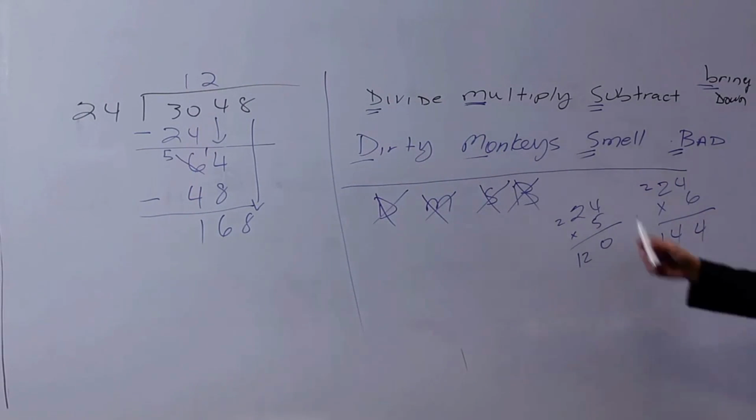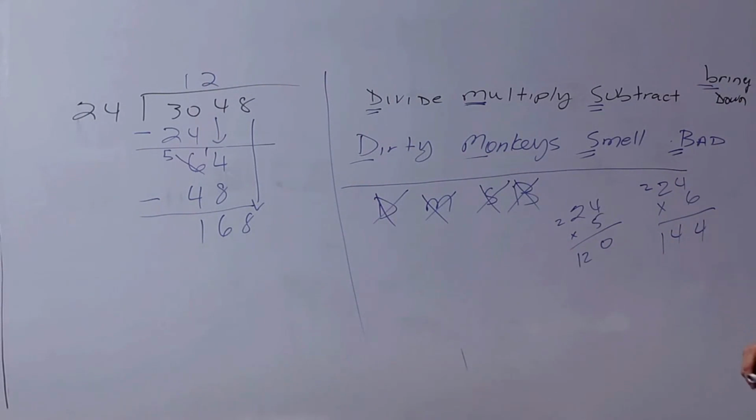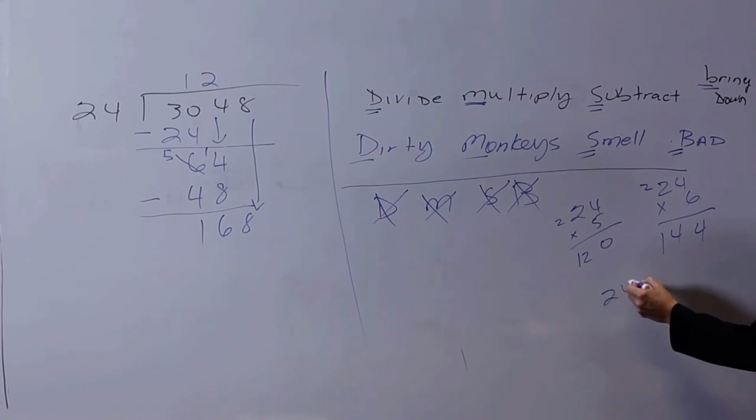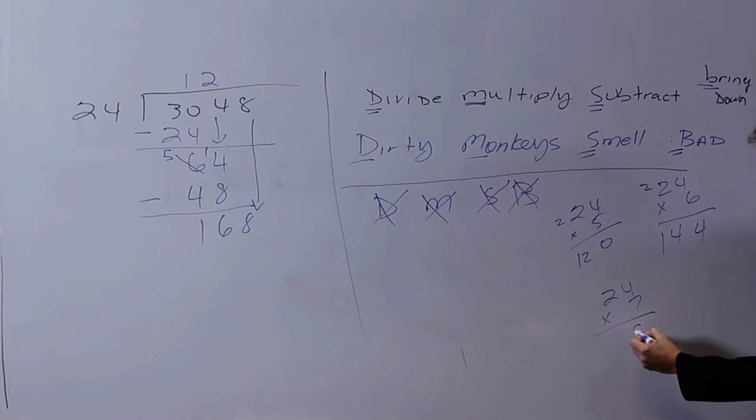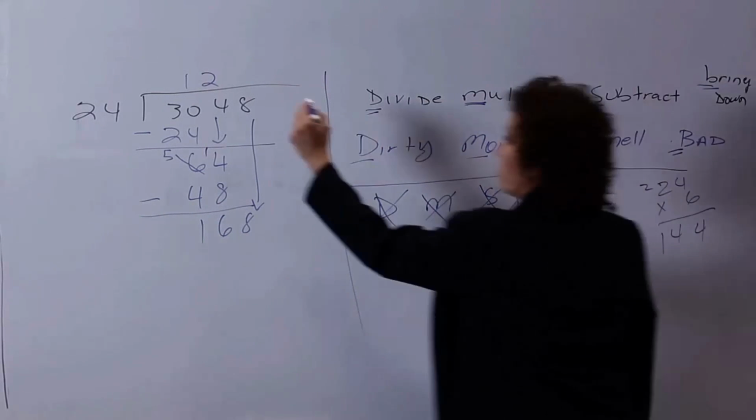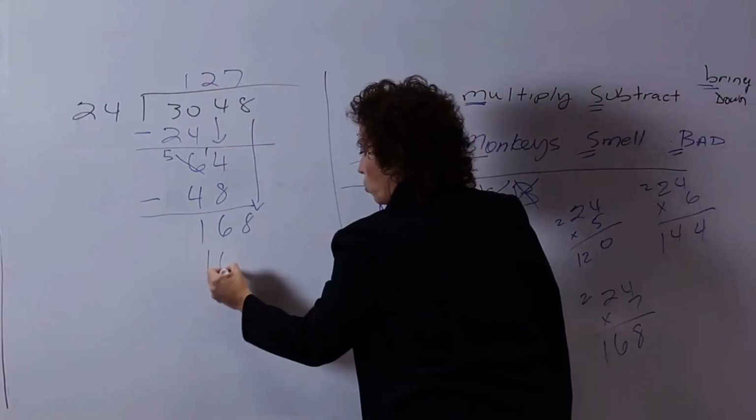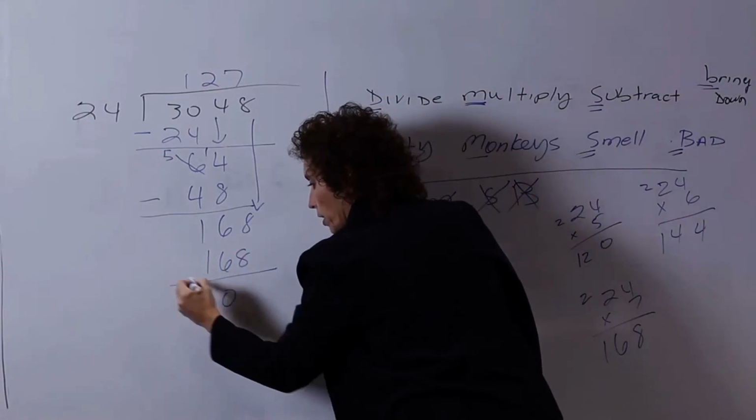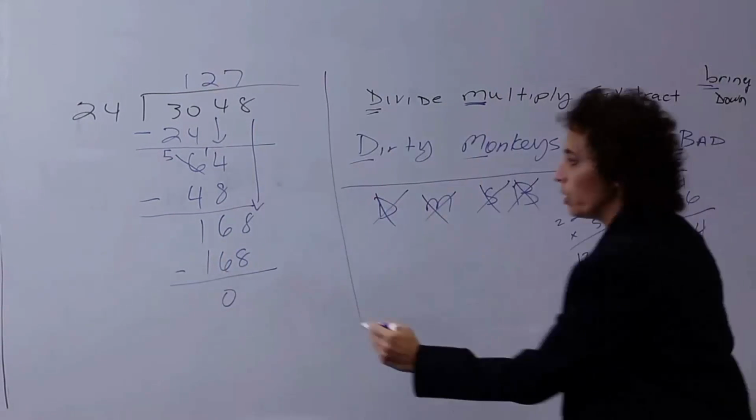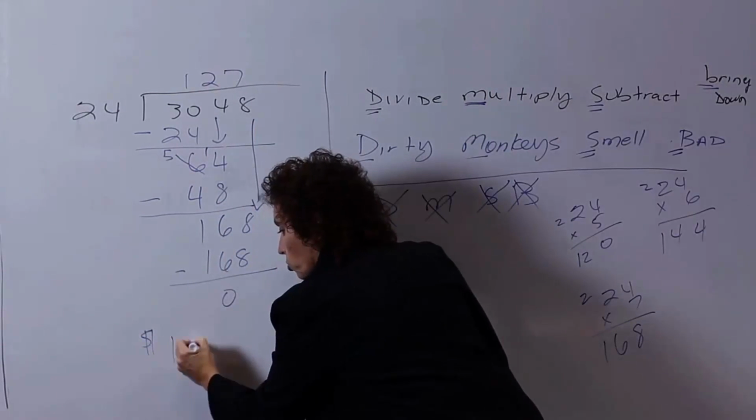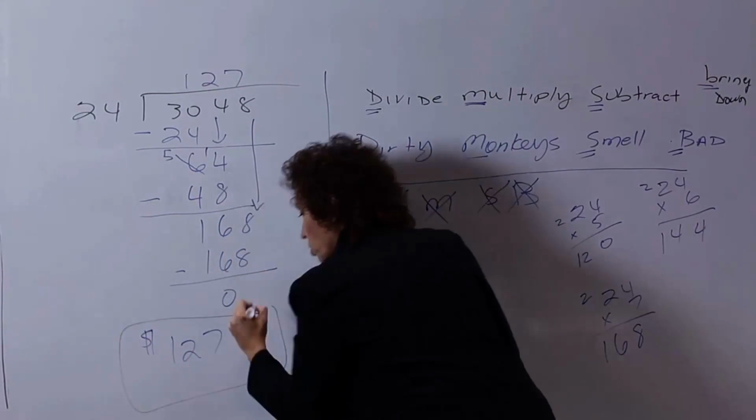That's 144. That'll do it. Oh, nope, that won't do it. Sorry. 24 times 7 is going to hit it on the nose. Yep, there's your 168. So here's your 7. That's 168, and our remainder is 0. So the answer is, this car will cost you $127 a month.